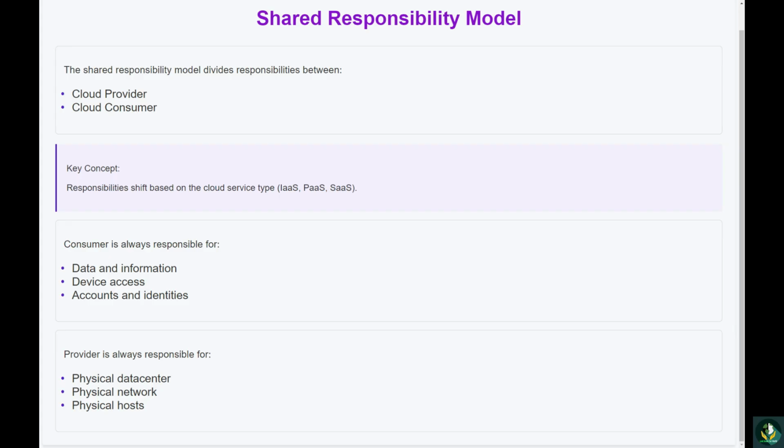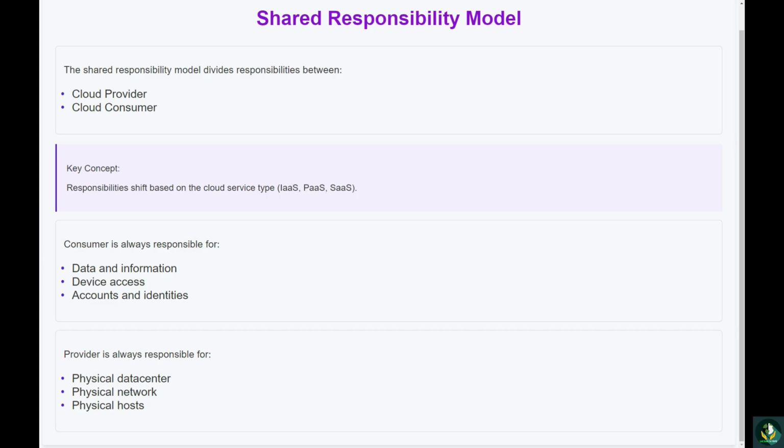At the other end of the spectrum, SaaS shifts most of the responsibility to the cloud provider. In a SaaS model, the provider manages the application, operating system, and underlying infrastructure. The consumer's main responsibilities are data management and user access.